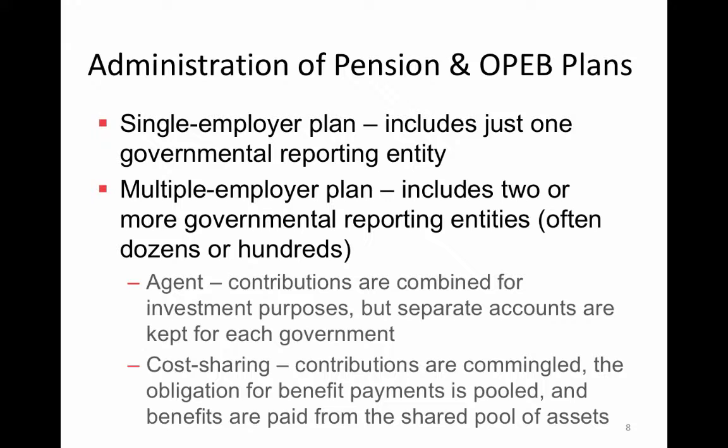On the other hand, cost-sharing multiple employer plans are those in which all of the money is commingled, that is contributed from the various governments, not just for investing purposes, but the benefits for all of the participating governments' retirees are paid out of that same common pot of money. They're sharing the risk across governments.